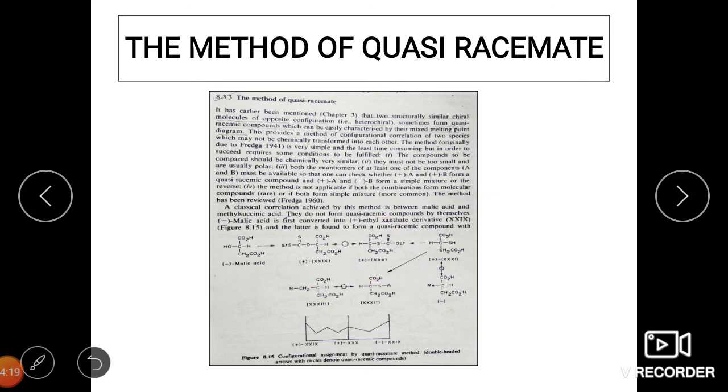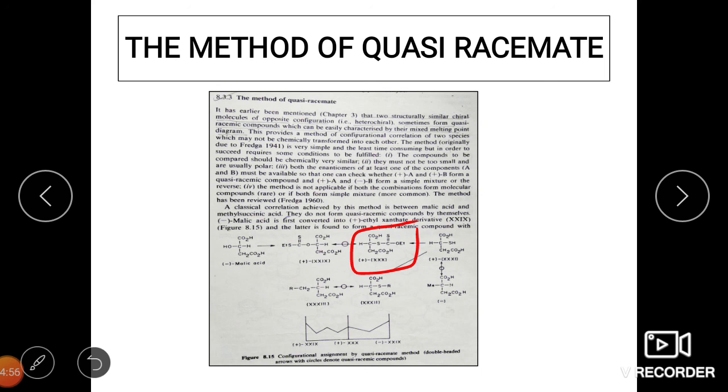Now, because of this being a quasi-racemate, whatever the parent group from which the ethyl xanthate derivative was derived is going to have the same kind of configuration. So that is how we are going to ascend. Even this structure will have the same configuration as that of the ethyl xanthate derivative. The latter is also found to form a quasi-racemate compound with this structure. So that's the meaning.